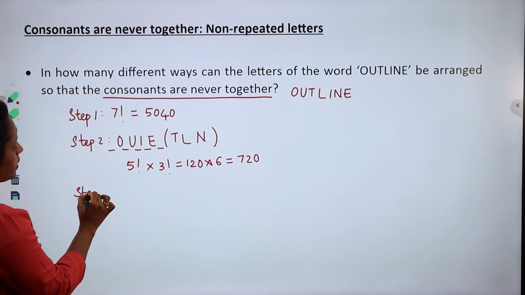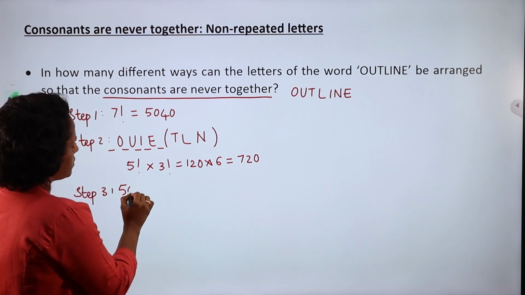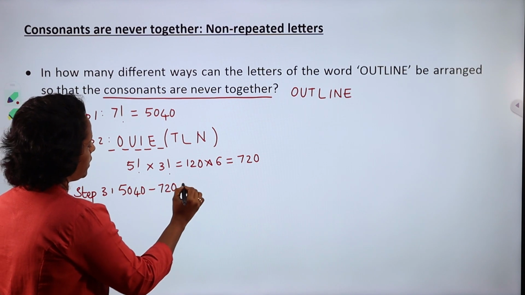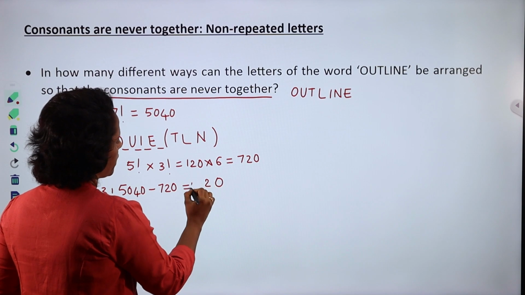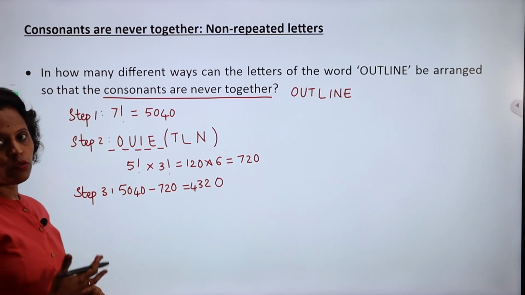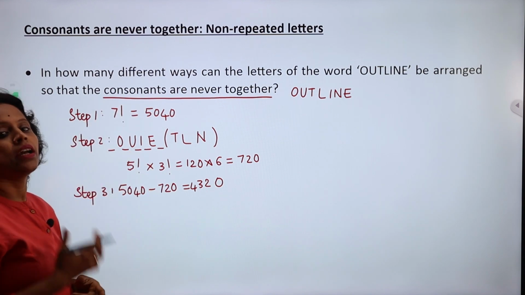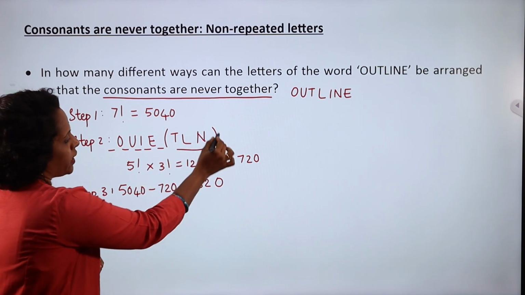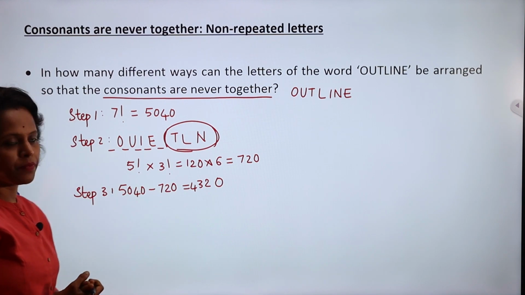What is our step 3? Step 2 subtracted from step 1. 5040 minus 720, which will be 4320. So 4320 words can be formed in which the consonants are never together. Whenever we have consonants never together, we need to take the consonants as a separate unit and solve the problem.